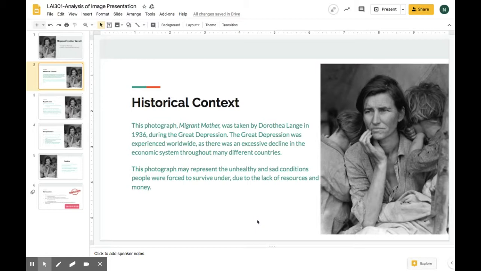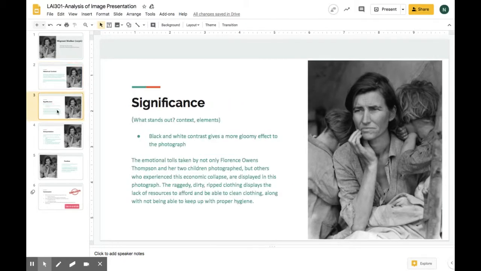This photograph also may represent the unhealthy and sad conditions people were forced to survive under or attempt to survive under, unfortunately, due to the lack of resources and money or resources and jobs to even make money at that time.